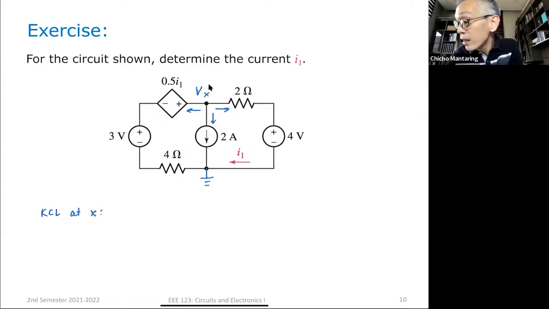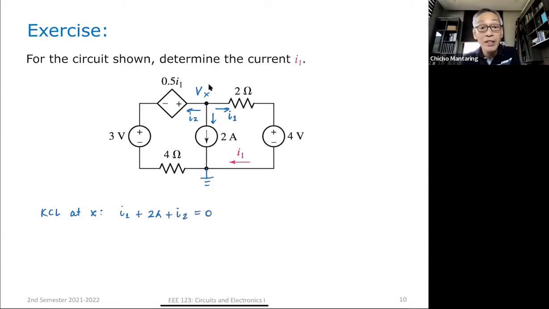Okay? This is I1. Notice, itong I1 na to is the same as this I1. Right? This is the same I1. No? So I have I1, okay, plus 2 amperes. No? Itong pababa is 2 amperes. Now let me call this I2. Okay? Plus I2 is equal to 0.